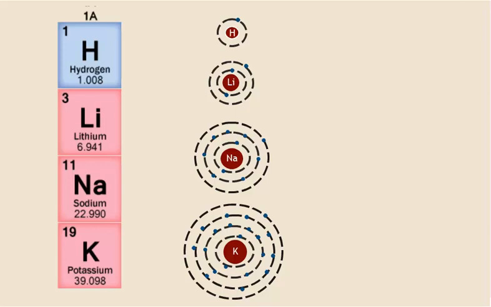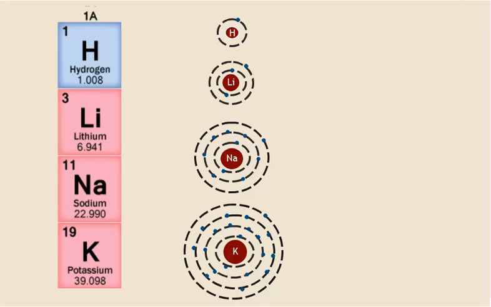We have lithium, which has 3 protons in the nucleus and then 3 electrons. So we put 2 electrons in the first energy level and then 1 electron in the second energy level. Similarly, we have the electron configurations of sodium and potassium. Based on these electron configurations, do you think atomic radii of the elements increase or decrease as you go down within a group?